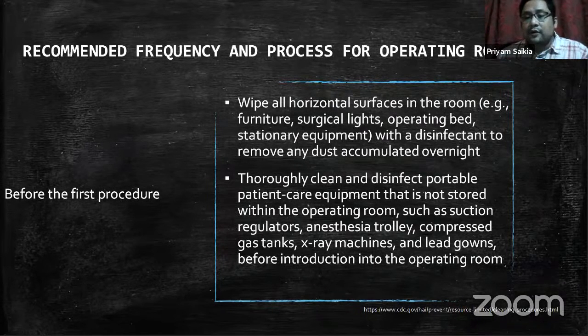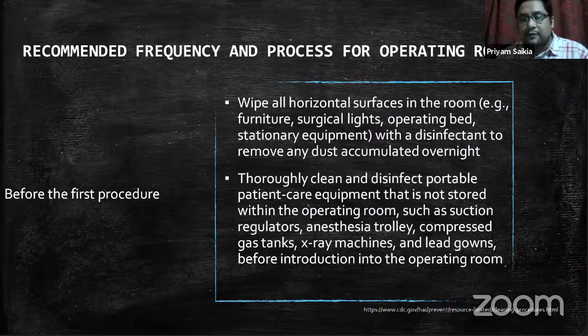Then we should also thoroughly clean and disinfect portable patient care equipment that may not be there in the operation room, but which would subsequently be brought into the operation room. For example, the ultrasound machine when we are planning to give a block, or the C-arm when we are planning to use it, or the anesthesia trolley, or for that fact any machine. Those machines should also be cleaned and disinfected before they are brought inside the OT.